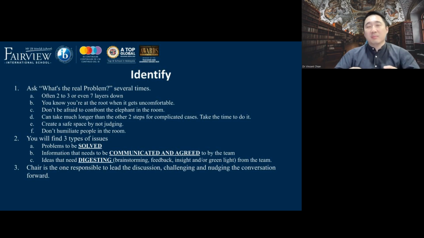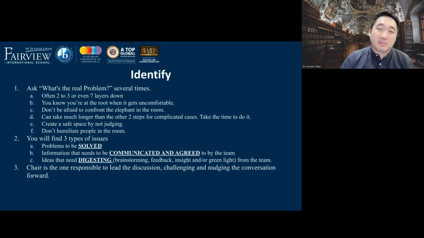This part here, because of how important it is, it can be a bit longer than the next 2 steps, which is discuss and solve. But you need to go through this. So don't rush it. Take your time to identify what is the actual problem.